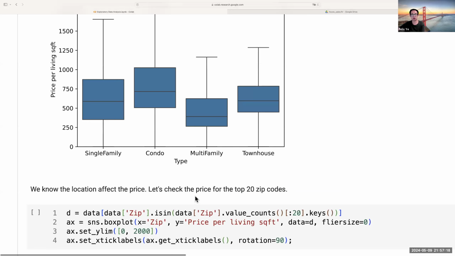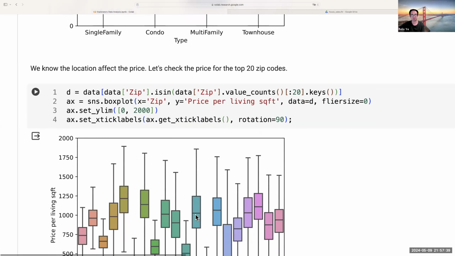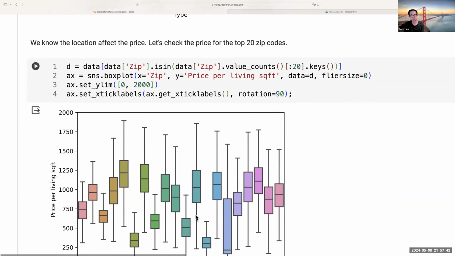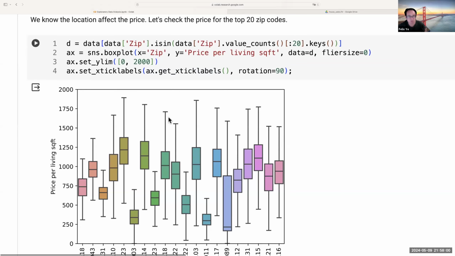So we also know the location actually affects the price. Some good location places might have higher prices, and the housing is more expensive. Some areas are not that good, they're quiet, and the prices will likely be cheaper. So if we get the top 20 zip codes, you take the zip column, do the value counts, get the top 20 of that, and find the keys. Then you can do similar things for those box plots.